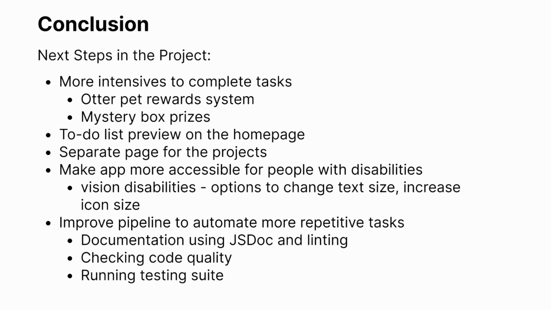For our conclusion, we wanted to go over the next steps in our project and how to build it from here, and what we would have built if we had more time than just a quarter. So first, we would have fully fleshed out an incentive system for the user to complete tasks. Our original idea was to have a pet reward system where every time the user completed a task, they were able to feed a pet and grow and watch it develop, and this pet would be like an otter. And also with different points, they could win different box prizes.